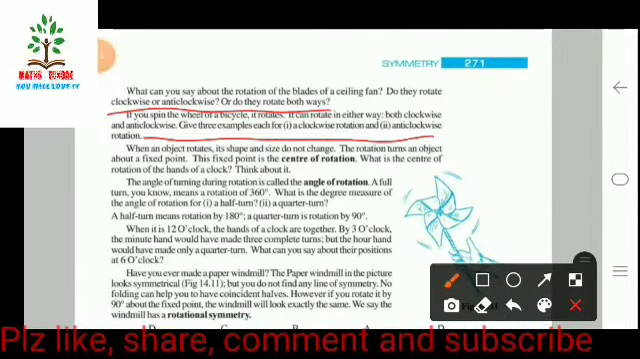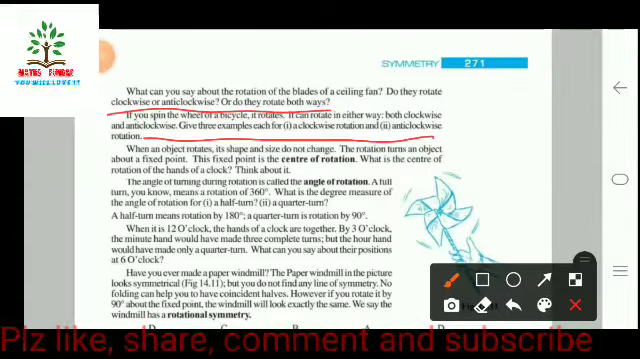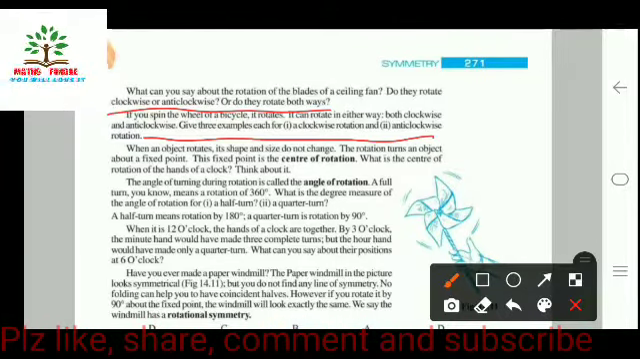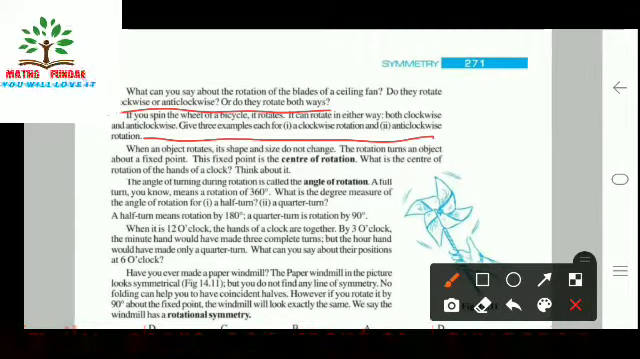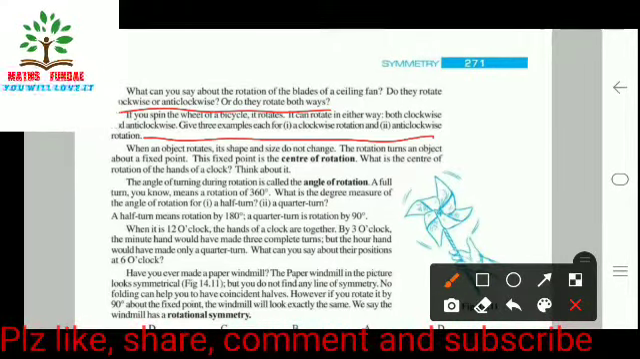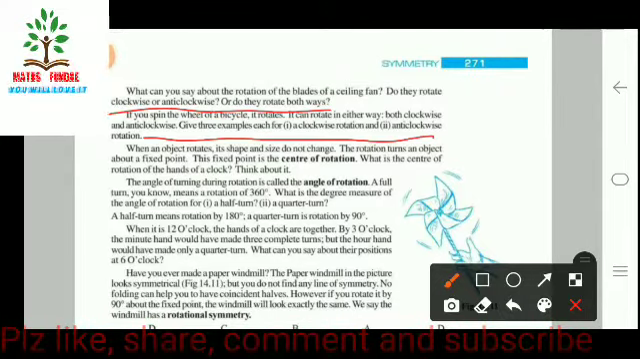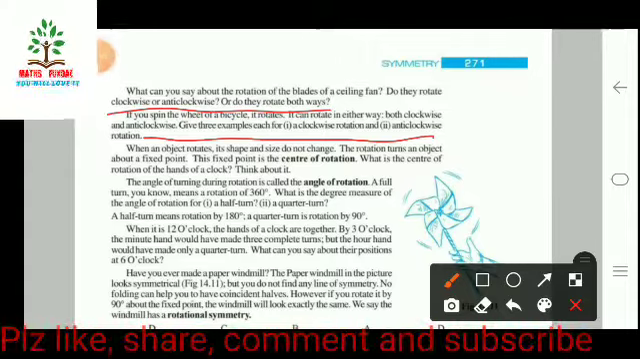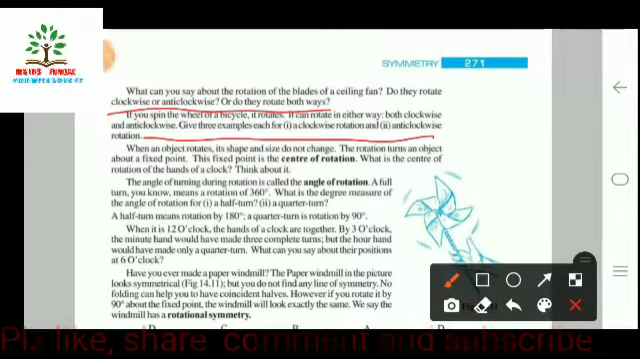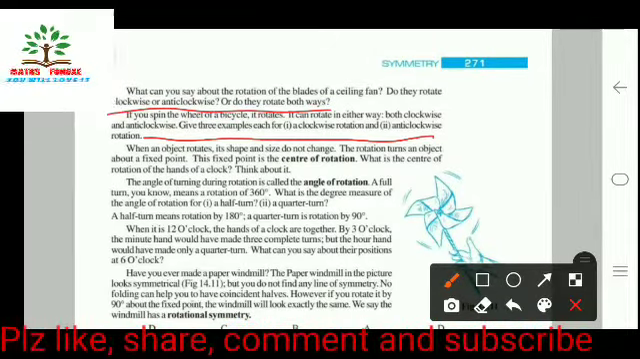So clockwise means the way the minute hand, second hand and hour hand are moving; that direction is called clockwise. Anti-clockwise means the opposite of that. Okay, so give 3 examples each of a clockwise rotation and an anti-clockwise rotation. This you try yourself. Now when an object rotates, its shape and size do not change. So there is no change in the shape and the size in case of a rotation.